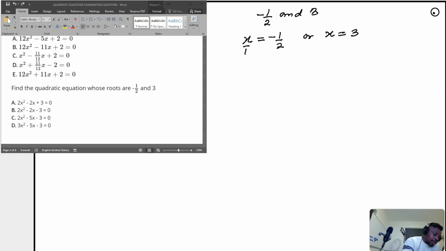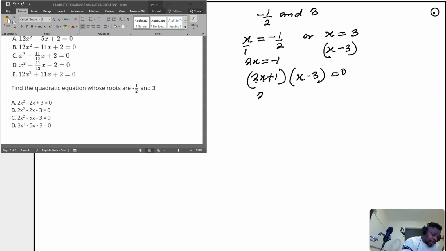So remember, this is over 1. So this times it, that is 2x is equal to minus 1. So 2x plus 1. That is what it means, because I'll bring minus 1 here, that will become plus 1. Then here, if you bring this one here, that is minus 3. So you just multiply both together.